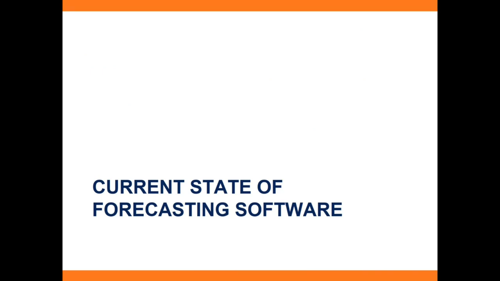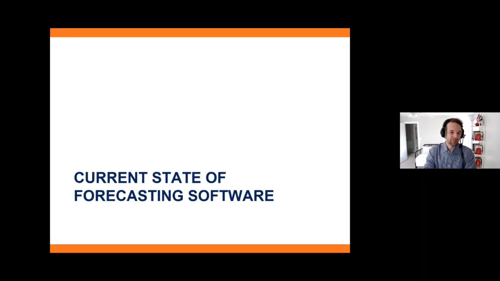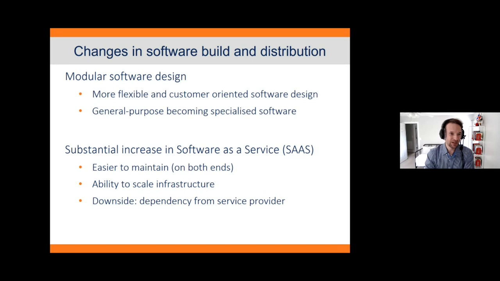That brings me to our first section, I would say, from this talk about the current state of forecasting software, as I called it. And I think we should maybe start with changes in how the software is distributed and built. And I think one important bit to mention here, which links nicely to the general purpose software I mentioned previously, is that the way software is distributed these days is becoming more and more modular, in the sense that it's very custom tailored, basically, to what the customer wants in the end, how the software looks at their end.